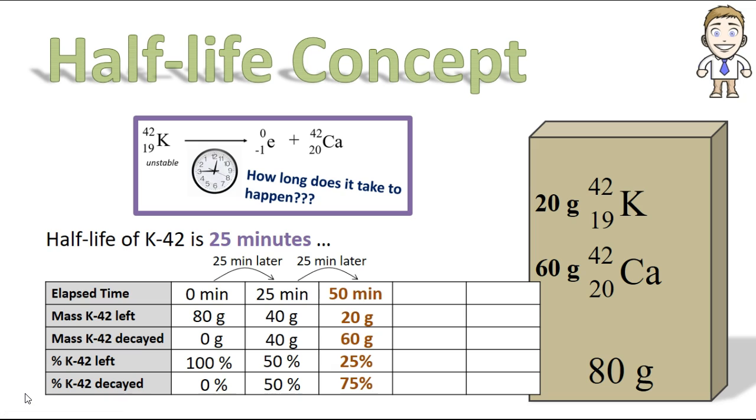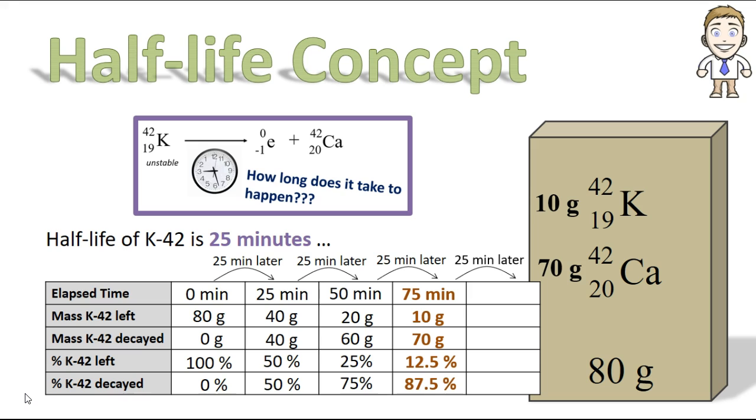And by now you should pretty much be getting the idea, but we'll do a couple more runs just in case. If you waited another 25 minutes, so now 75 total minutes have passed, the 20 grams you had before would split in half and you'd only have 10 grams left, meaning 70 grams has decayed. In terms of percentages, there's only 12.5% of the original amount remaining, so 87.5% has decayed.